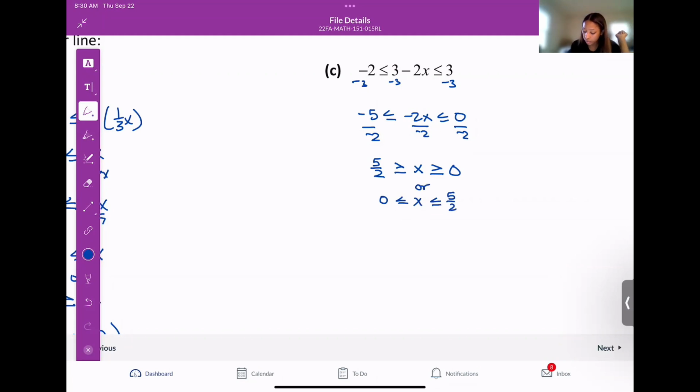And then in interval notation, this tells us that we're starting at 0, going up to 5 over 2 for our solution. Both of these include the or equal to symbol, so we'll have closed brackets around both sides.